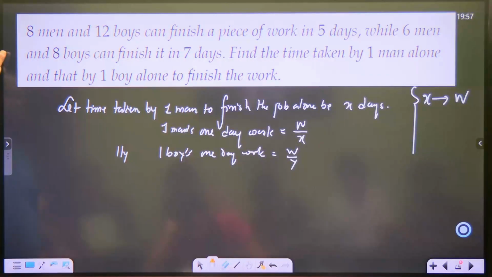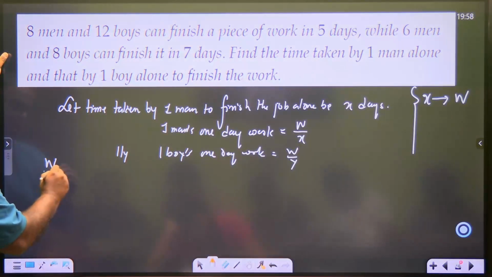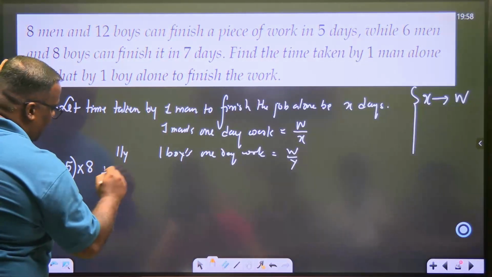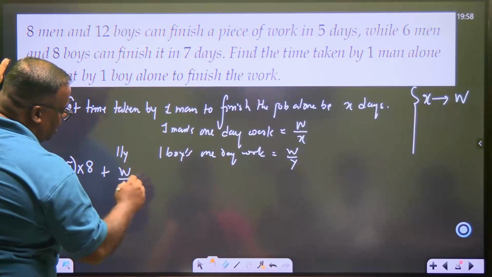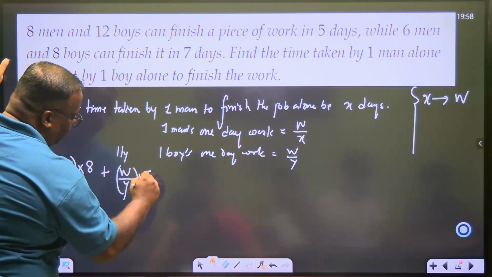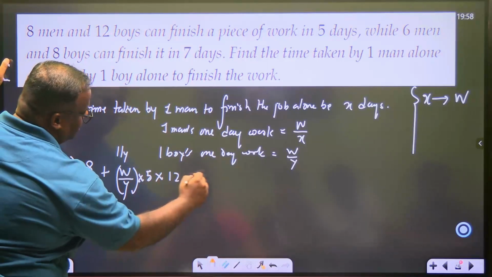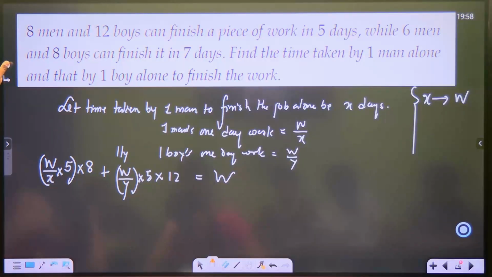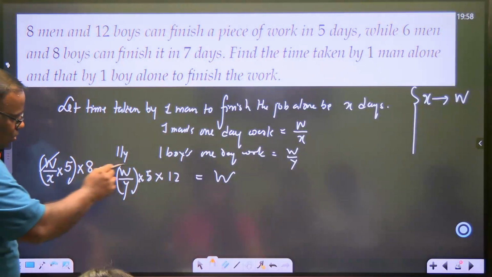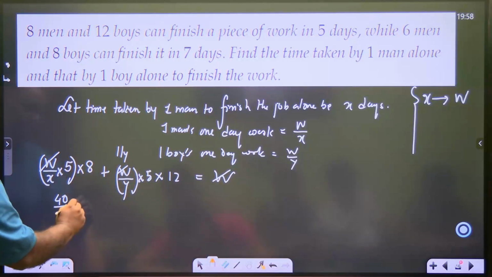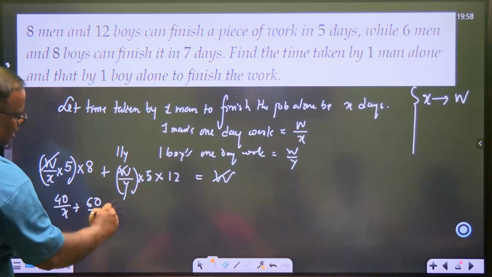How will you frame the equation? I have taken a man's 1 day work, right? And I have multiplied it with 5 days. And then I have employed 8 men. Got it? Similarly, I have taken the work of one boy for a day, then for 5 days, and then this is multiplied by how many boys? 12 boys. Then entire W work is finished up. Now you can cut these W's. W, W, W, gone. So it becomes how much? 40 by X plus 60 by Y is equal to 1.